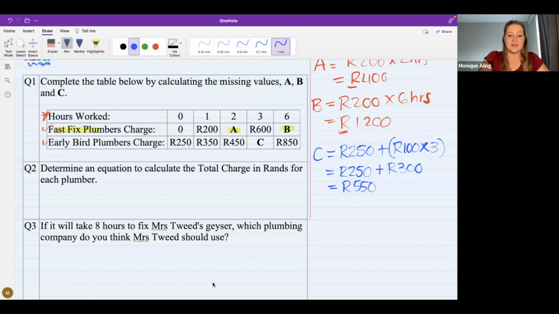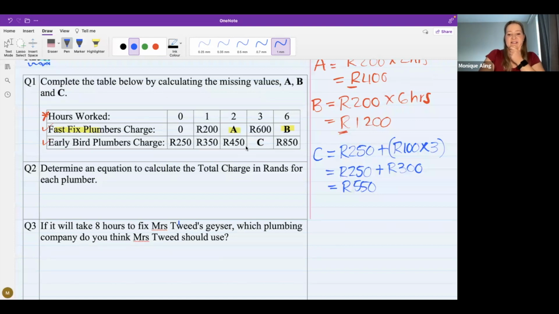Okay, so now moving on to the next question. Determine an equation to calculate the total charge in rands for each plumber. Oh my word, did I not get an answer straight away? Okay, I see what you're saying. But where did you get the 450 from? I think they looked at number 2 and then they added 100 Rand. Because if you look from 250, you see that there's 100 Rand difference between 250 and 350.